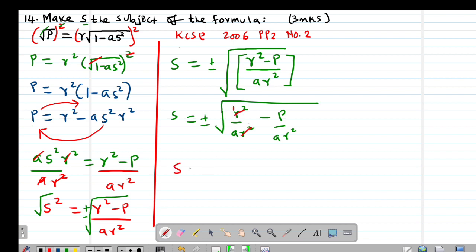So that means that s can also be given by plus or minus the root of 1 over a, then of course minus p divided by ar squared. So either this or the first equation here, both are acceptable.